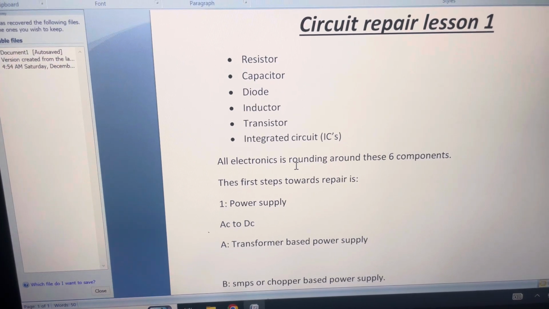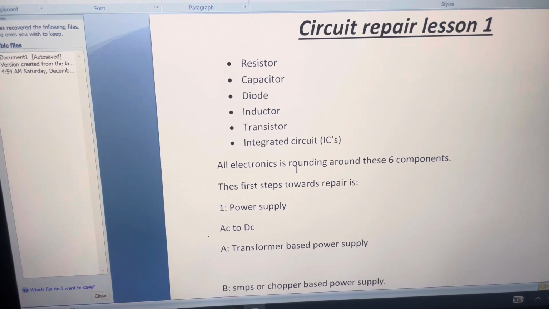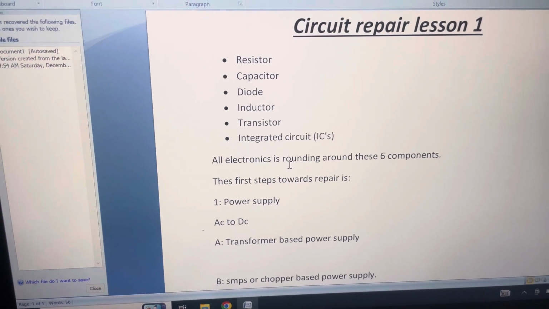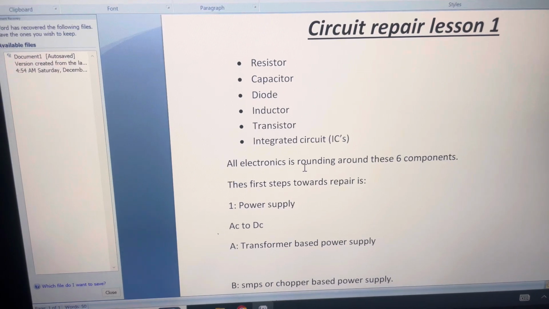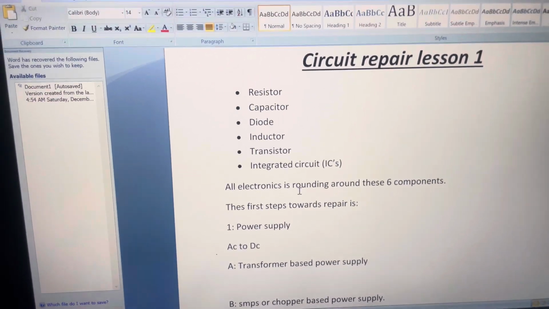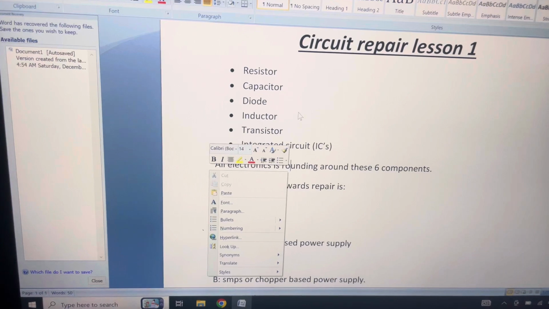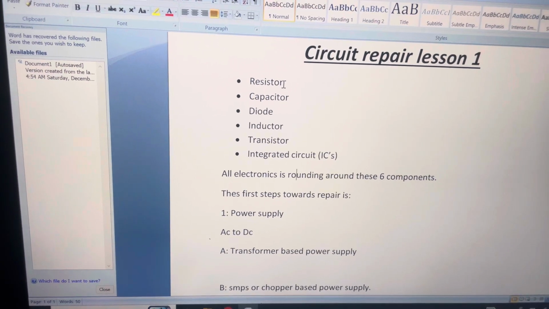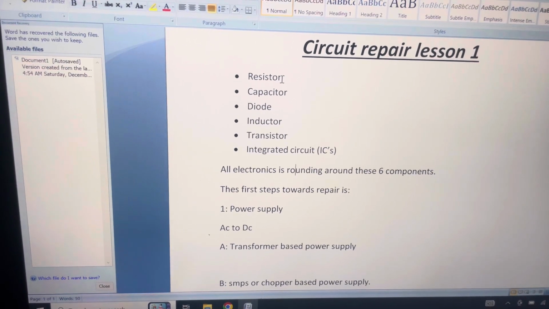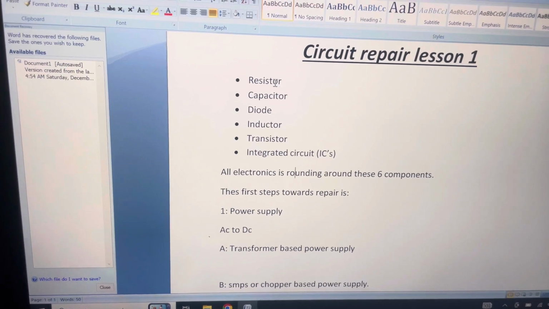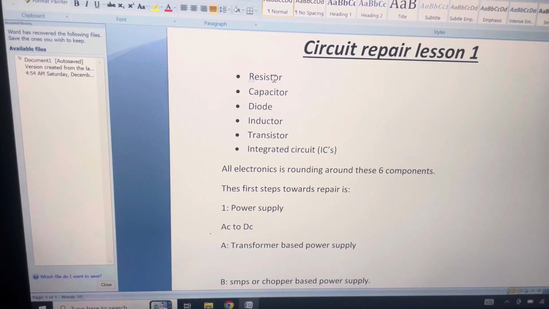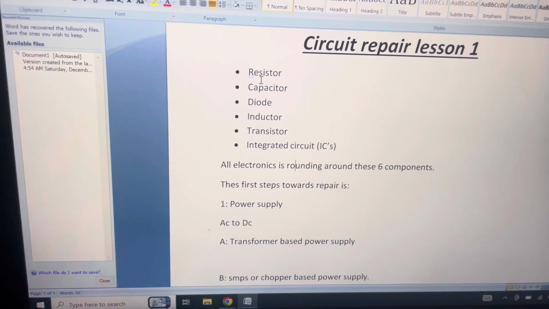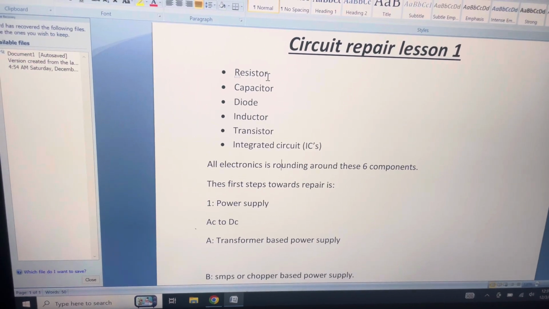So for repairing circuits, you must have an idea of why we are using these components and what the work of these components is. Normally the resistor is used for drawing the voltage, and for giving resistance to the current. So with resistance we can control the current and the voltage at the desired location. That's why we are using a resistor.